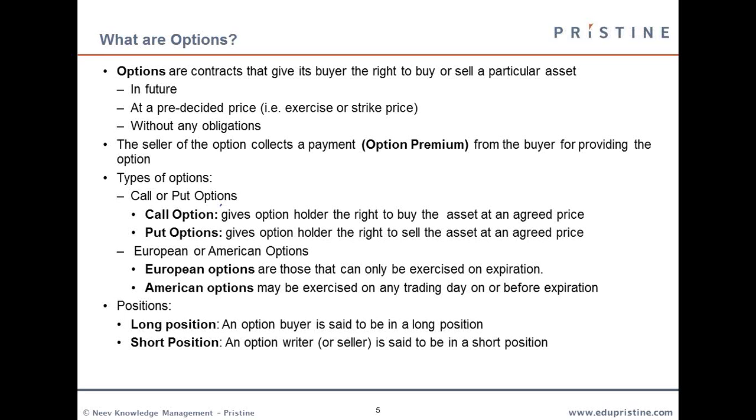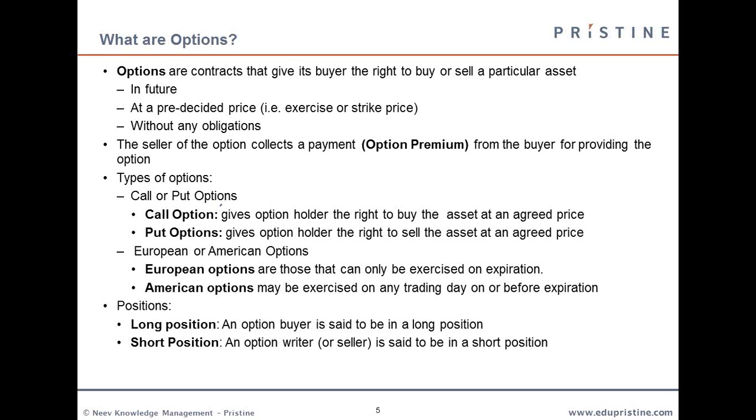So we have basically two kinds of options. First is the call option and second is the put option. The terminology is pretty simple. Call option represents the right to buy, the option which gives you the right to buy an asset. And the put option, it's the opposite. If you buy a put option, you get a right to sell.